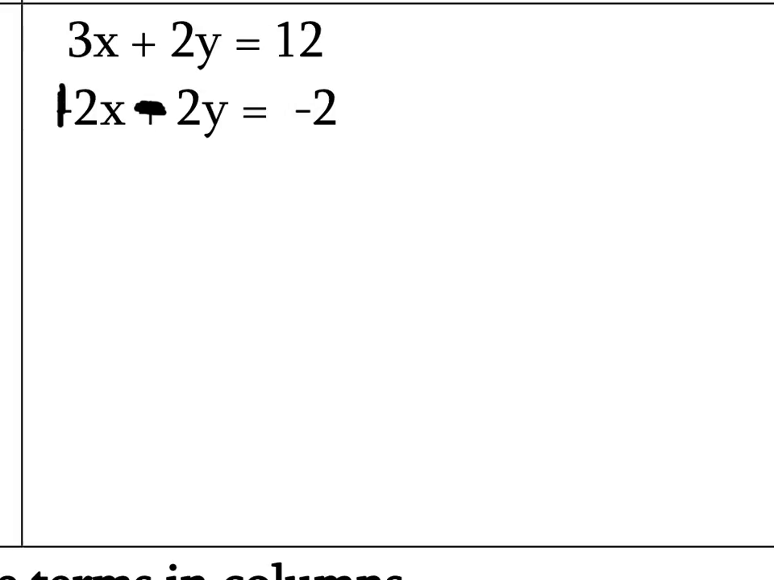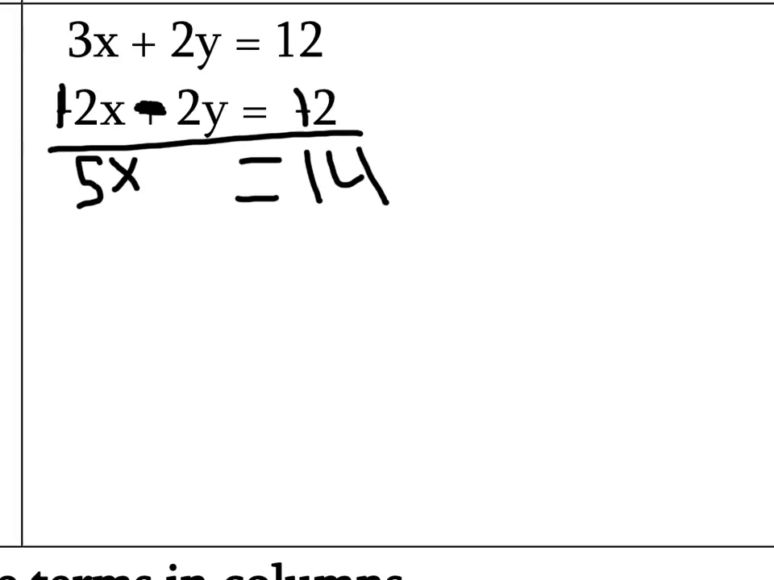And this is a positive, this is a positive, and then you add. So 3 plus 2 is 5x. And then that's 0, because 2 minus 2 is 0. And then 12 plus 2 is 14. And then 5 it goes. But the opposite, so then it would be 14 over 5x. X equals 14 over 5.